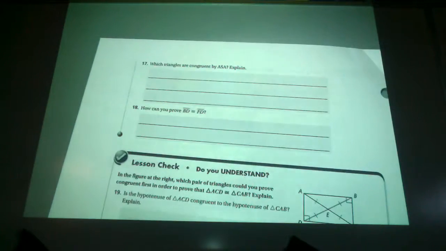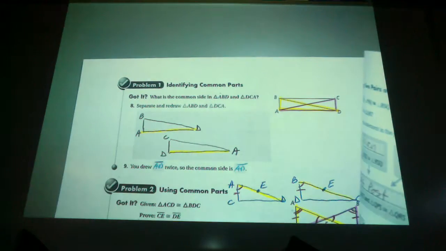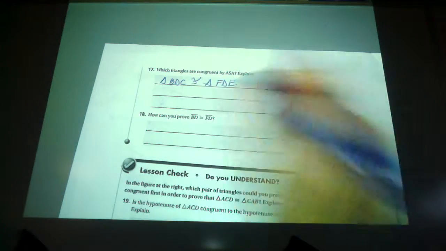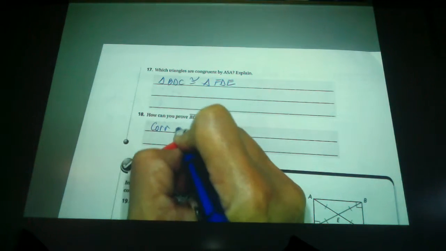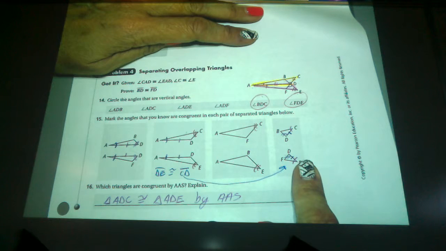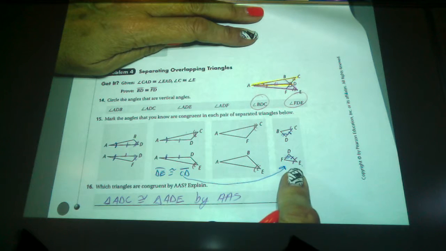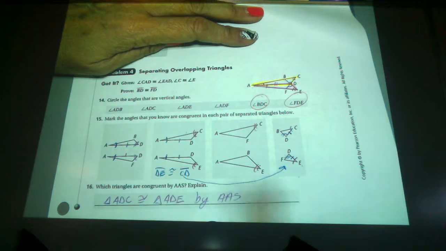So which triangles are congruent by ASA? It would be BDC is congruent to triangle, and then your other little one would be FDE. And then this is corresponding parts of congruent triangles are congruent. So because we forgot to mark the C and the E on that one, right here, we missed it. But once we mark the C and the E, and we used the fact that those triangles are congruent by AAS, we can prove any parts that are on those triangles. And the DE and the CD are part of those triangles. So we got to those using ASA.